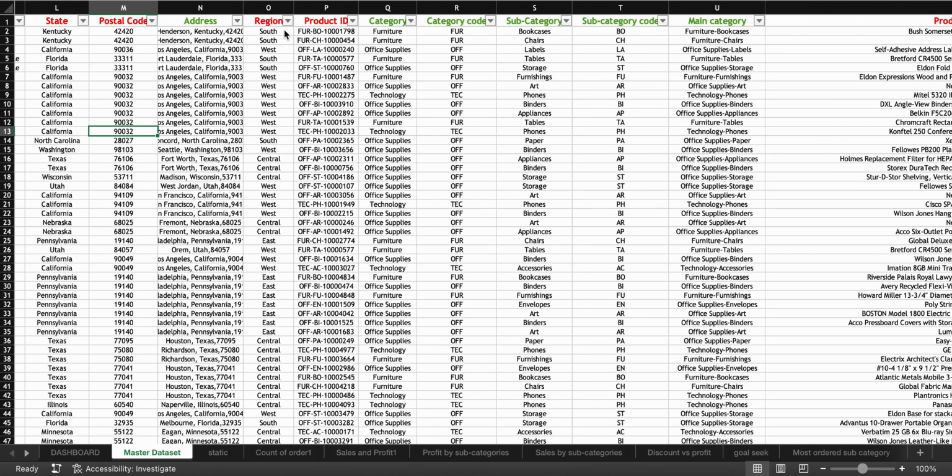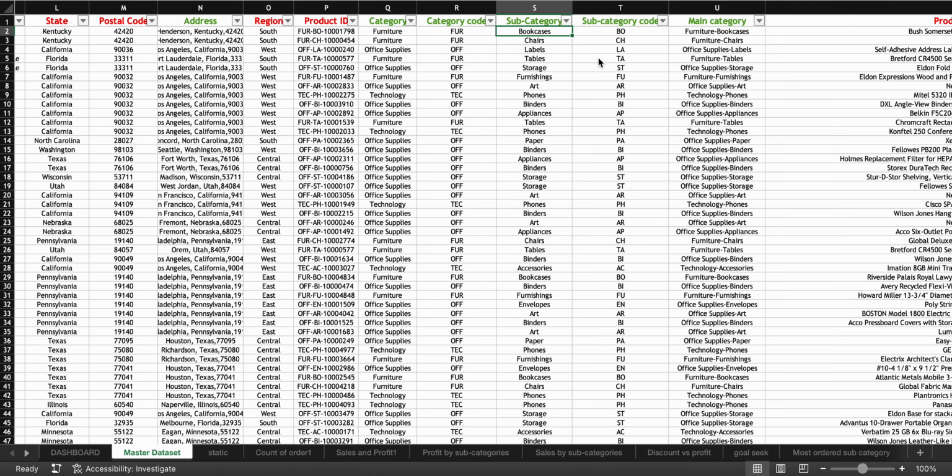And then there is the product ID. These two abbreviations are very important. For the categories, the full form of FUR is furniture, the full form of OFF is office. Over here, the full form of BO is bookcases, and the full form of CH is chairs. So I've segregated everything into a separate category code, subcategory, and category. I created all this using formulas to extract this particular string out of the product ID.